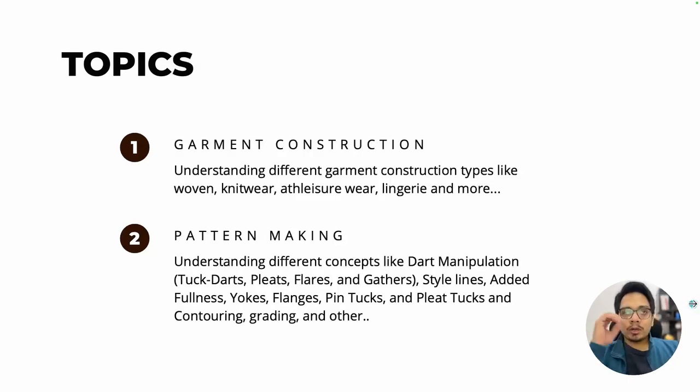Perfect. Now, what are the topics that you need to understand to do modeling? The major topics are garment construction and pattern making. Why is garment construction important? Because look, in fashion, if you have athleisure wear, lingerie, knitwear, or woven fabric, the construction of these types of fashion is different, right? So we need to understand the construction process of the different kinds of garments, because once we understand the construction process, we also understand the pattern making side of it and the different processes that are involved, right?